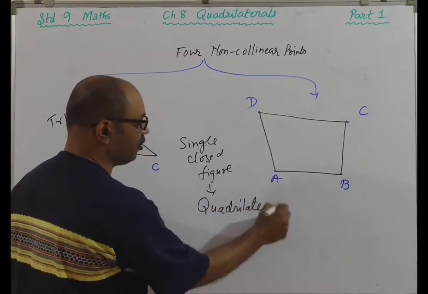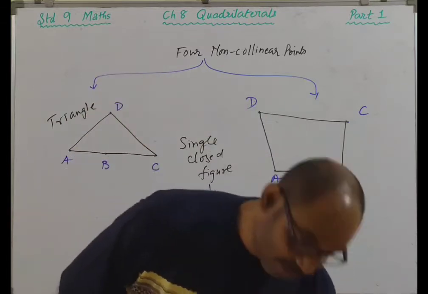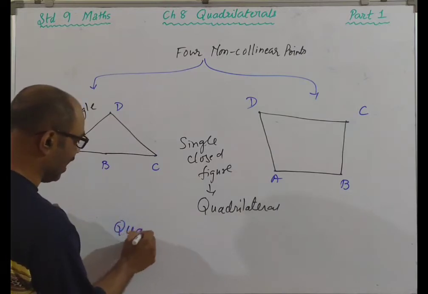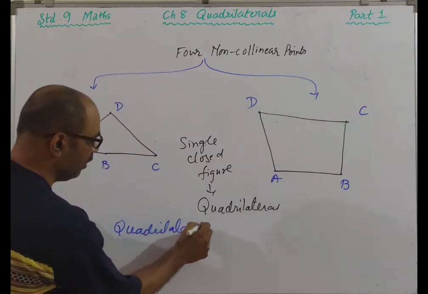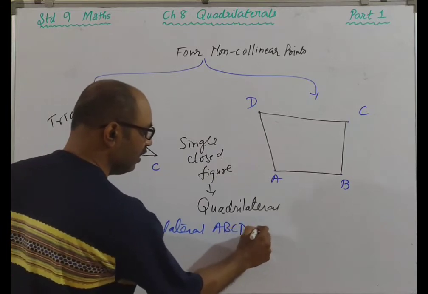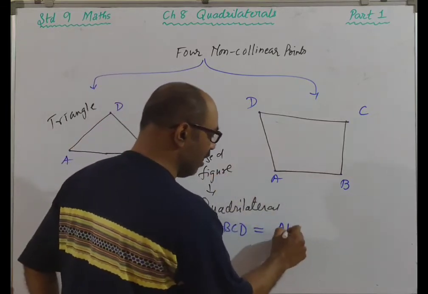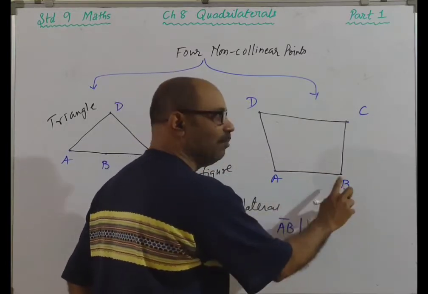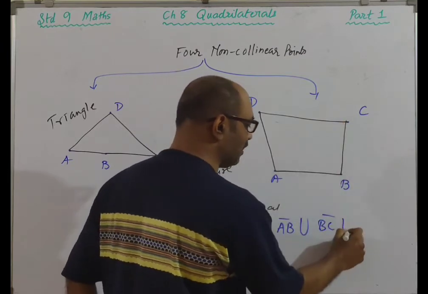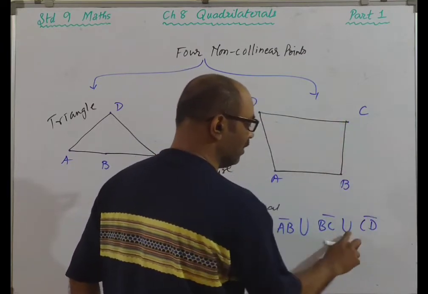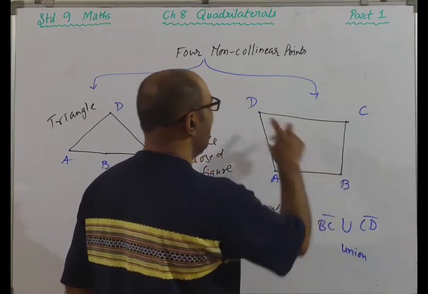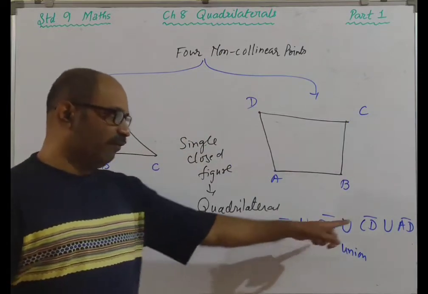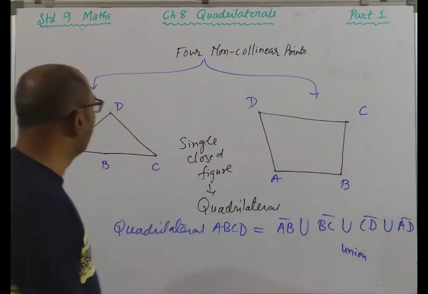Try to understand, the definition is a bit difficult. Quadrilateral ABCD is line segment AB union line segment BC. That means what did we add to line segment AB? Line segment BC. And what did we add with that? Line segment CD. This is union. And line segment AD. So the union of 4 line segments is a quadrilateral.